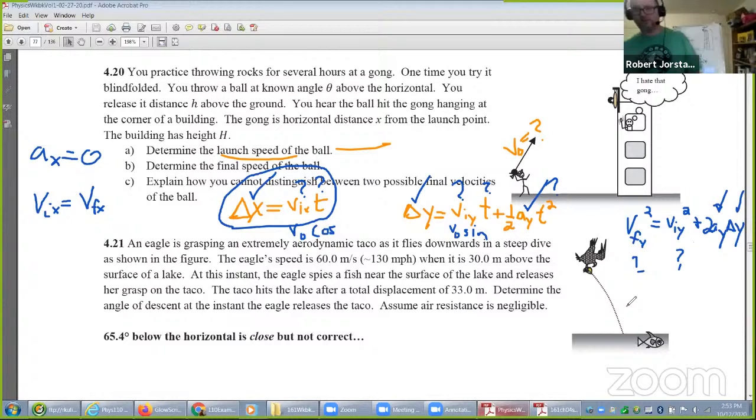Well, let's check. What if I use the other equation? V final y is equal to v initial y plus a sub y t. Well, I see that I still have another unknown. I don't know the time, plus I don't know this one, and I don't know this one. So that's not going to help me get anywhere right away.